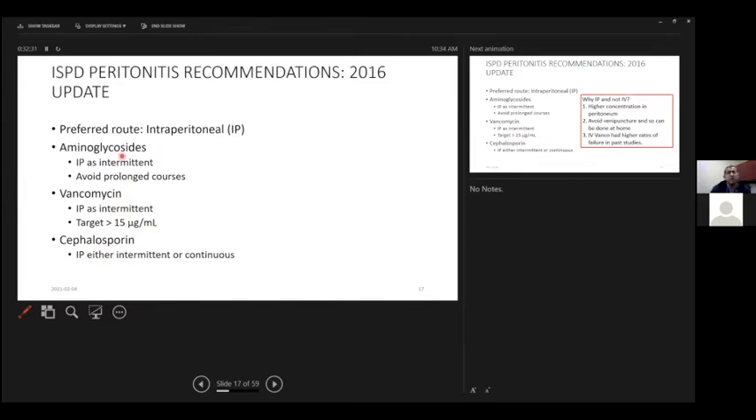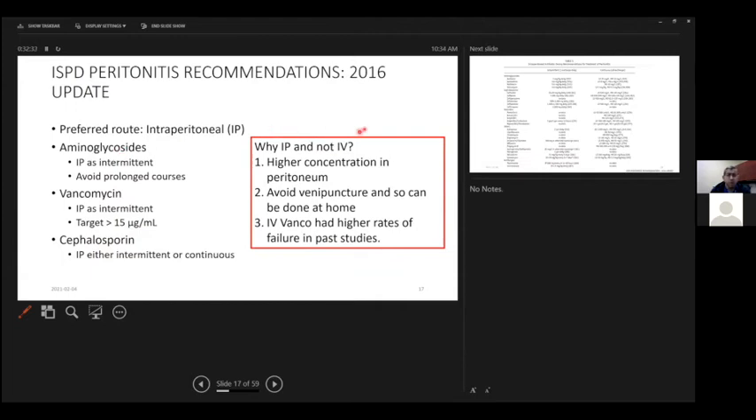And why am I saying that? It's because when you do intraperitoneal, it's a higher concentration in the peritoneum. You don't have to put the antibiotic in through a venous or IV route.